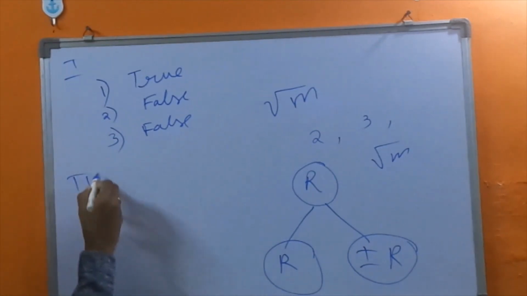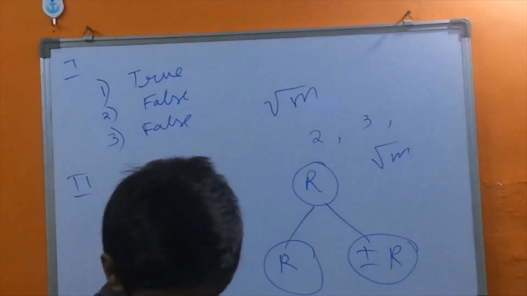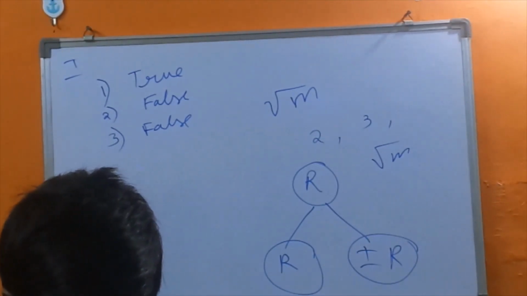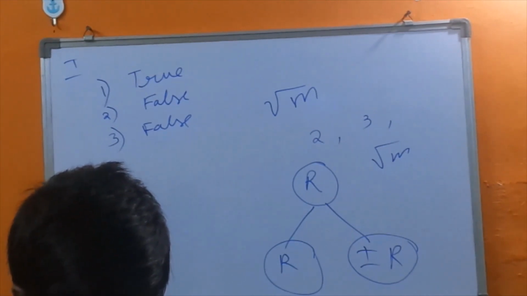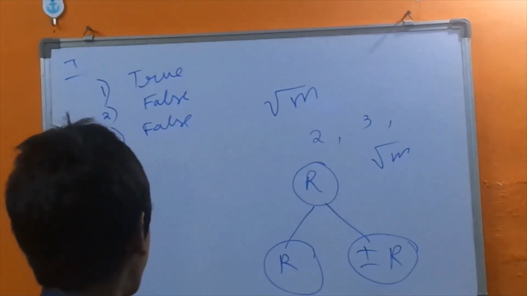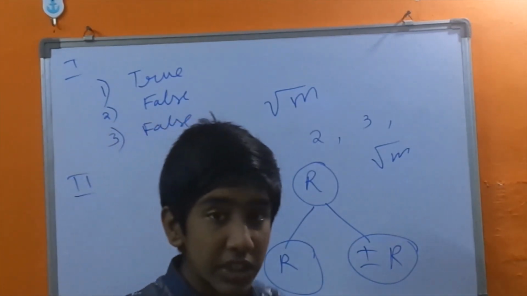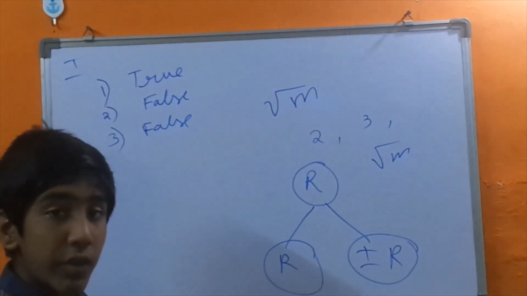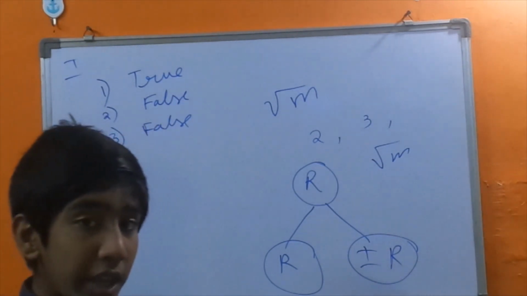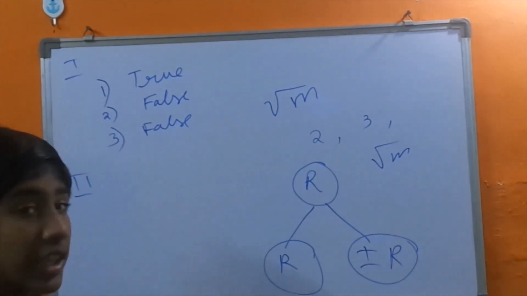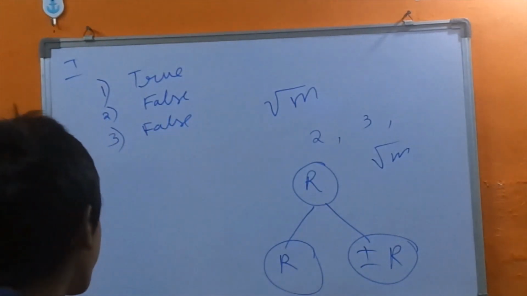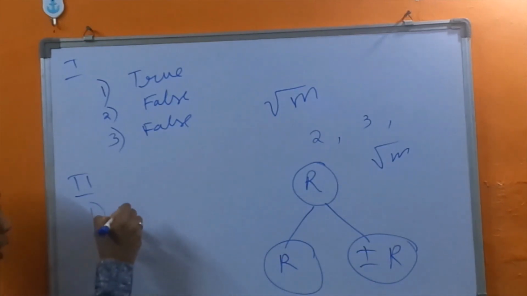The second question is, are the square roots of all positive integers irrational? If not, give an example of the square root of a number that is a rational number. The question is, is the square root of every positive number irrational? If not, we should give an example for proving. Yes, we can give. The answer is no.